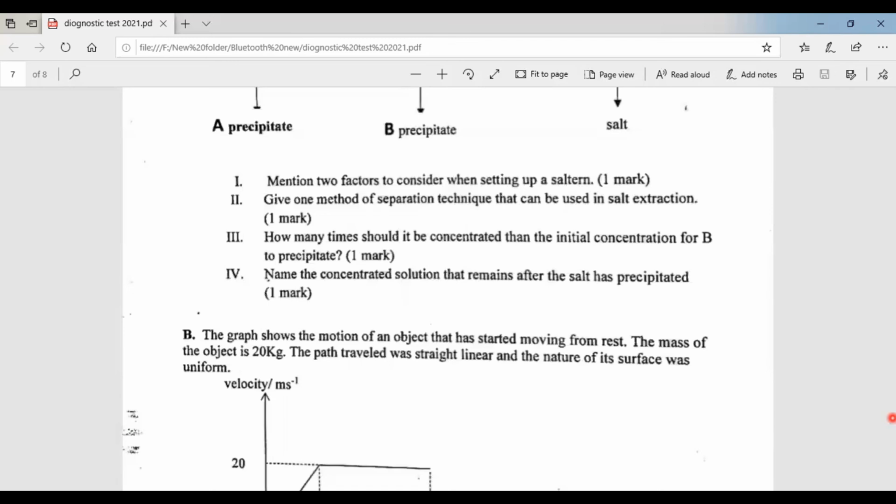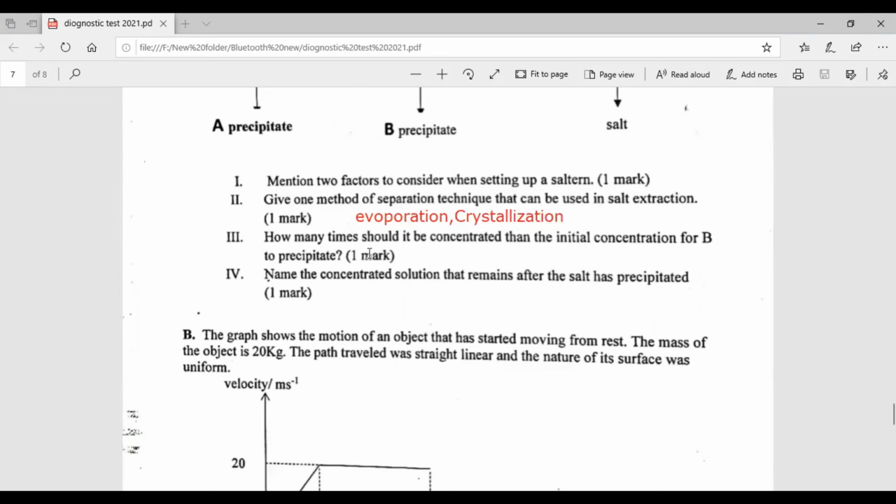Second question, give one method of separation technique that can be used in salt extraction. We can take evaporation. And another one is crystallization.